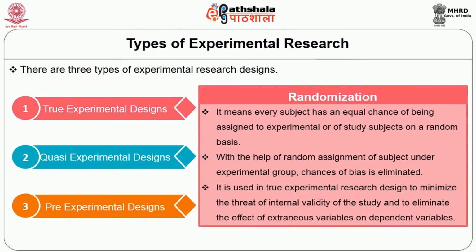So next comes randomization. So now let us see what is meant by randomization. Randomization means every subject has an equal chance of being assigned to the experimental or control group on a random basis. With the help of random assignment of subjects to the experimental or control group, chances of bias are eliminated. Randomization is used in true experimental research design to minimize the threat to internal validity of the study and to eliminate the effect of extraneous variables on the dependent variable.